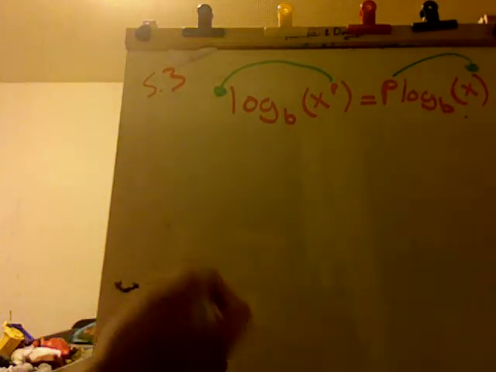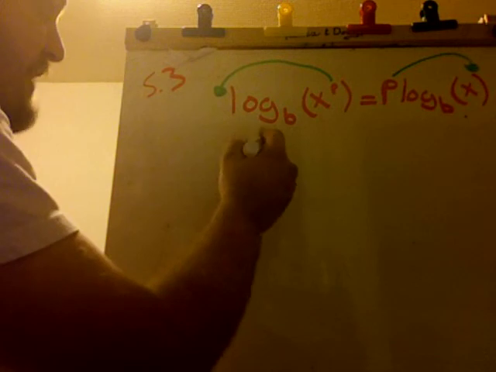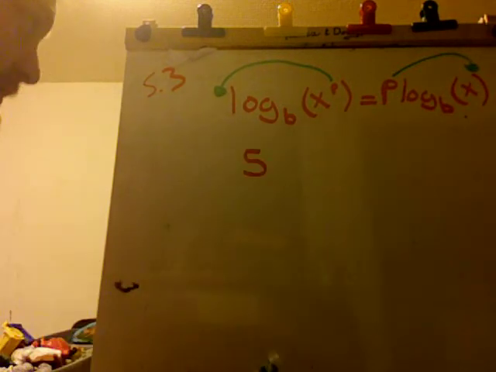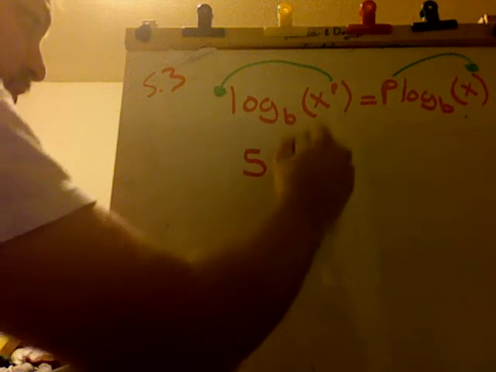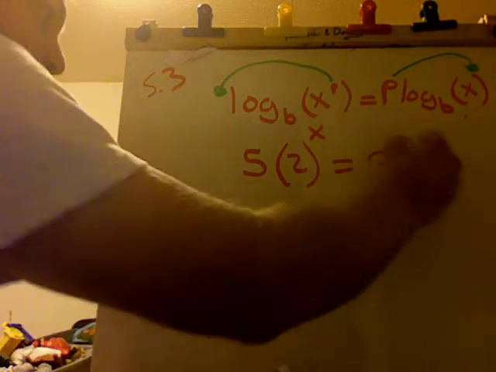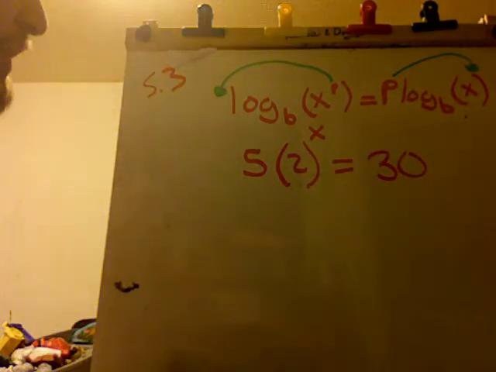So where does that come in handy? Well, of course, let's do an example. Let's say we've got 5 times 2 to the x power equals 30. What I want to do is solve for x. I want to know what value of x is going to make this a true statement.